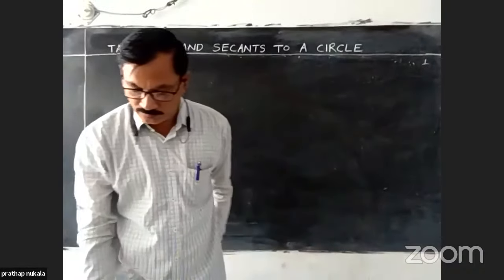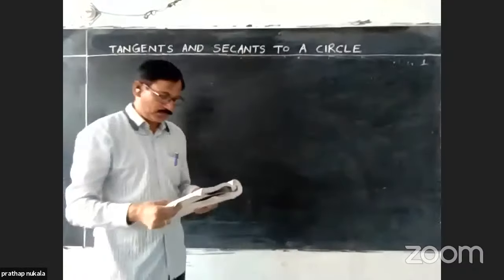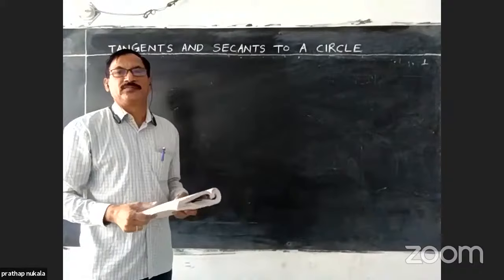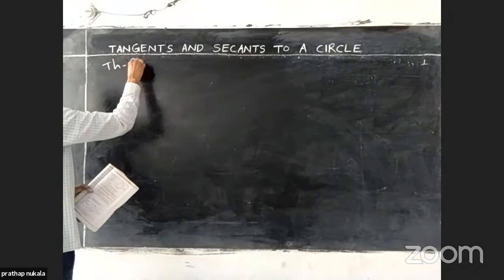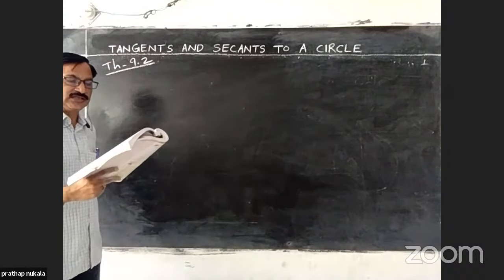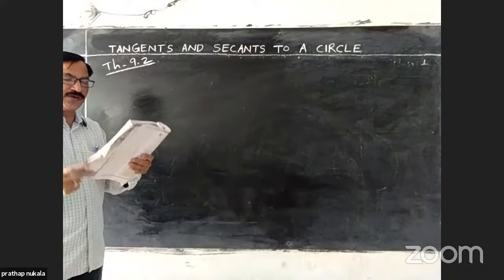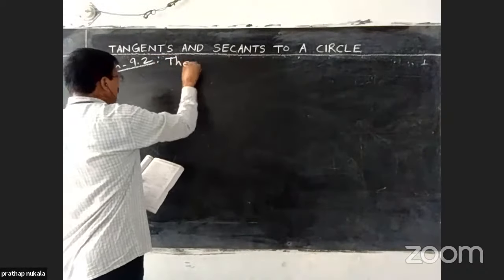Okay. Now, we are going to prove theorem 9.2. What does the theorem say? The lengths of tangents drawn from an external point to a circle are equal. I am writing the statement.